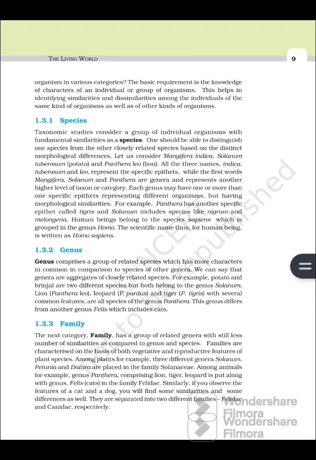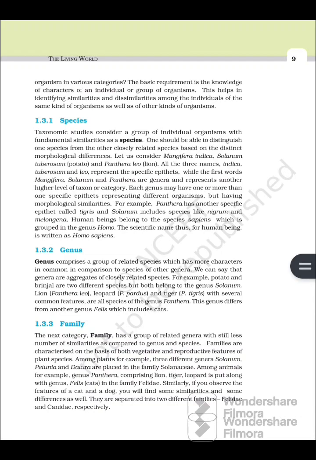Each genus may have one or more than one specific epithets representing different organisms, but having morphological similarities. For example, Panthera has another specific epithet called tigris, and Solanum includes species like nigrum and melongena. Human beings belong to the species sapiens, which is grouped in the genus Homo. The scientific name thus for human beings is written as Homo sapiens. Topic 1.2.2. Genus. Genus comprises a group of related species which has more characters in common in comparison to species of other genera.